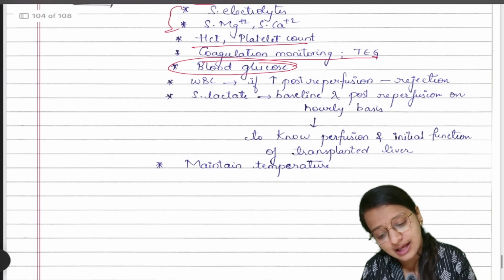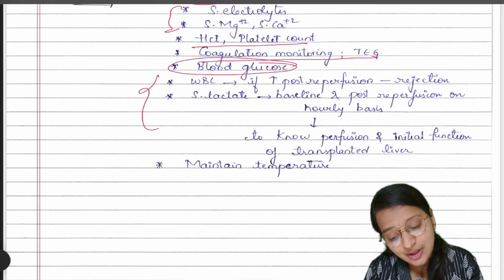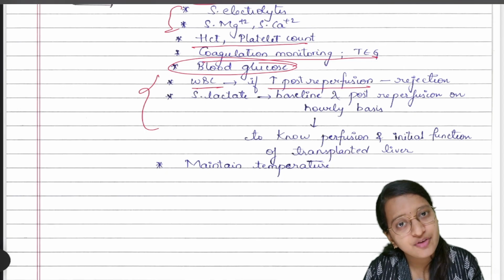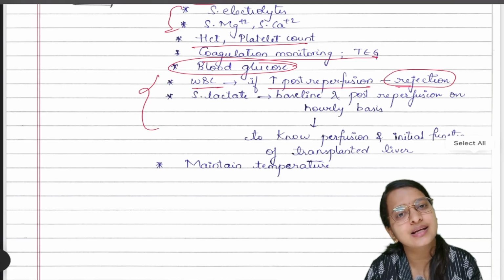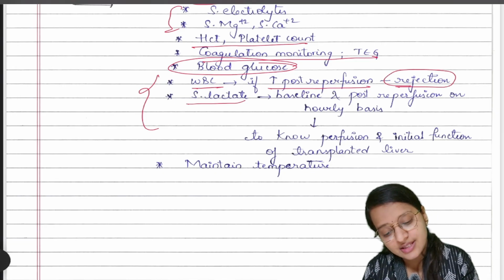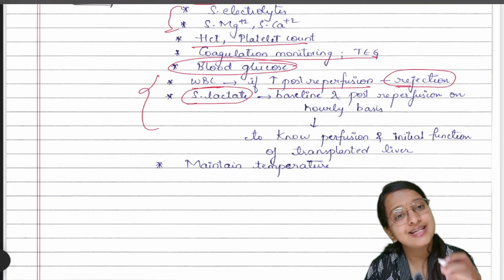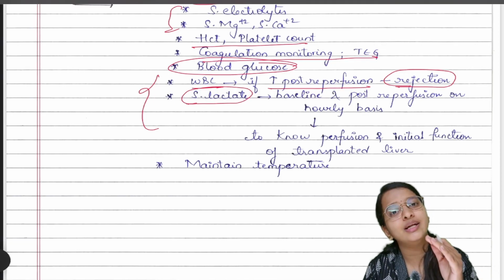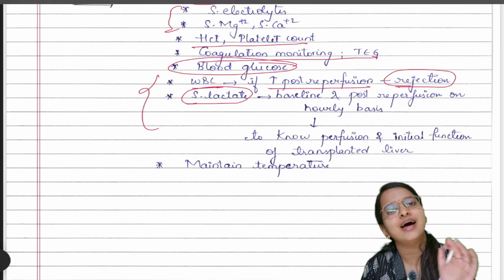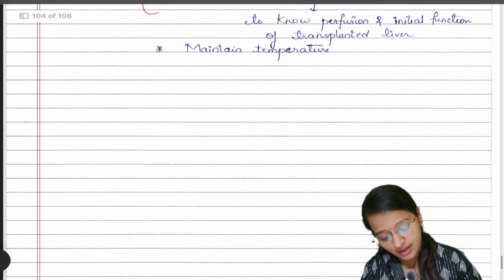And the main thing is the WBC count. If it is increased in the post reperfusion period, that means it is graft rejection. And if the serum lactate doesn't reach the baseline or doesn't go in a downtrend, again that means there is graft dysfunction. Okay.